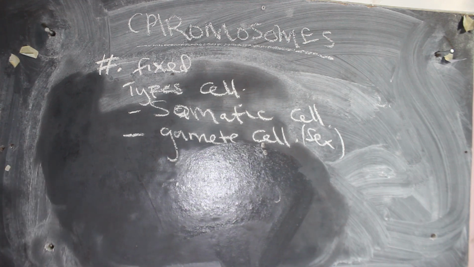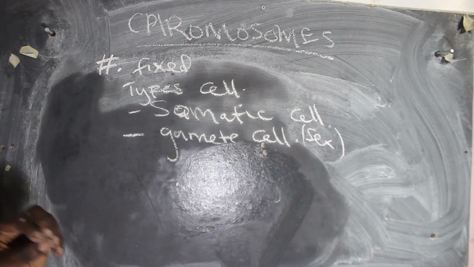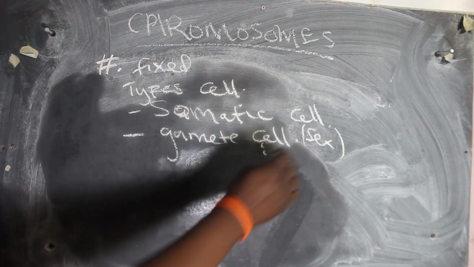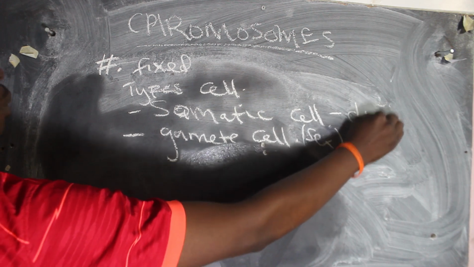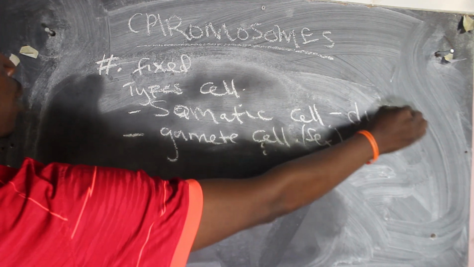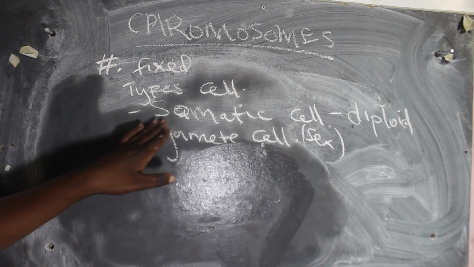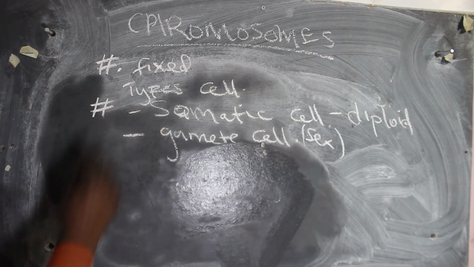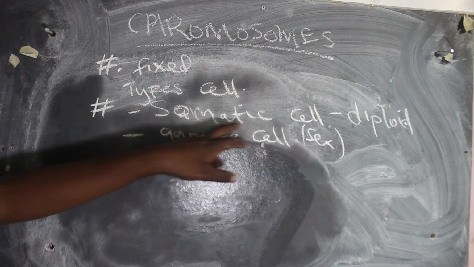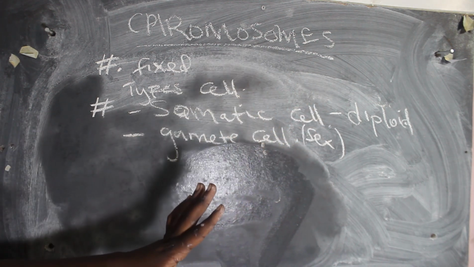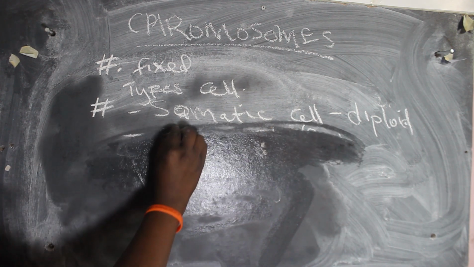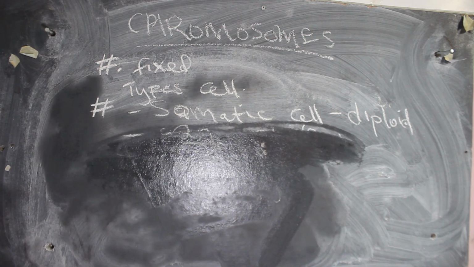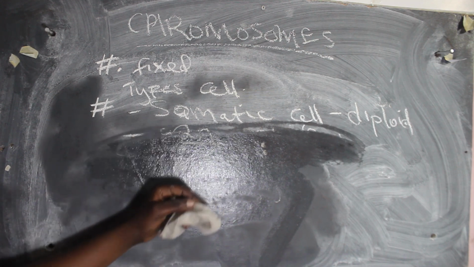Now the number of chromosomes in somatic cells is called the diploid. It is known as a diploid. I repeat again, let hash represent number. The number of chromosomes in each somatic cell is known as a diploid, and being a diploid, it is represented by 2n, meaning it is diploid.